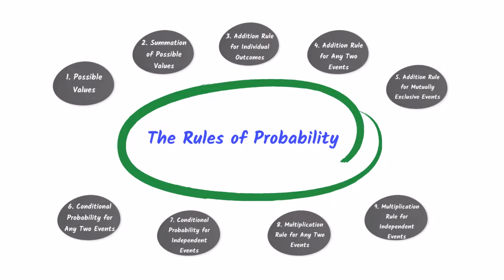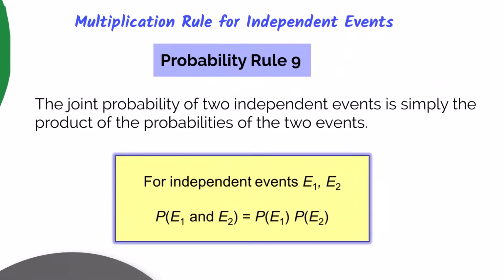Let's review our last rule, rule number 9. The multiplication rule for independent events says that when our events are independent, we can simply multiply them together. So let's check out an example.